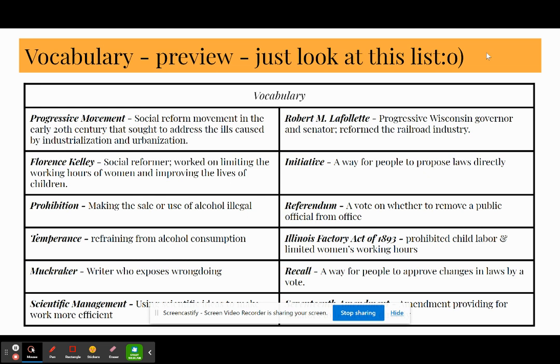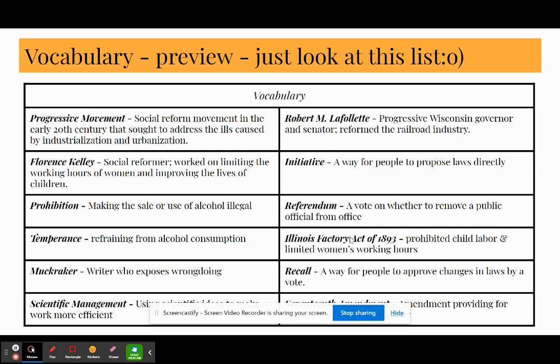So an initiative was a way for people to propose a law directly in their local governments. A referendum was if someone was voted into office and you felt like they were not doing their job, you could vote on whether or not to remove that person from office. I'm going to jump down to recall because it goes with this. A recall is a way for people to approve changes in laws by a vote. And then at the bottom, there is the 17th Amendment. This was an amendment that provided for direct elections, particularly of senators.